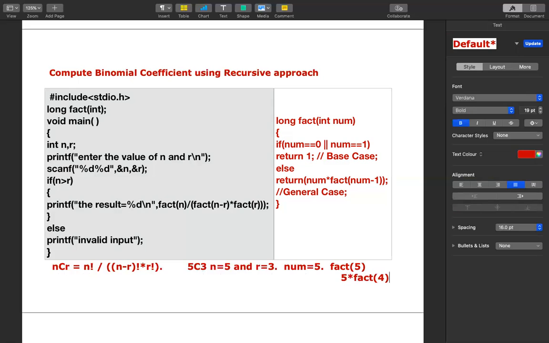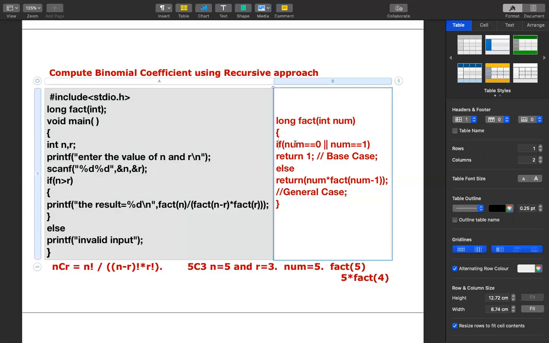So this is a general case. First it checks the current num value. Num value currently is 5. So it checks this if condition: is number equal to 0 or number equal to 1? No, both of them are wrong. If both are wrong, your OR operator will be false. So if it is false, then it goes to the else case.